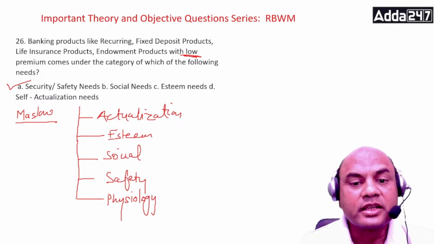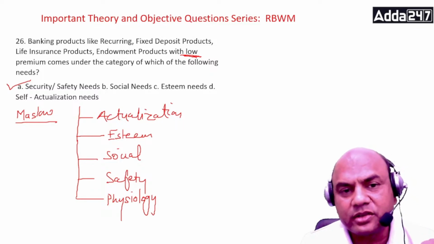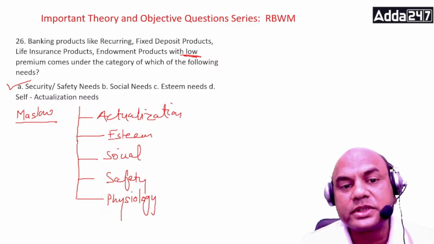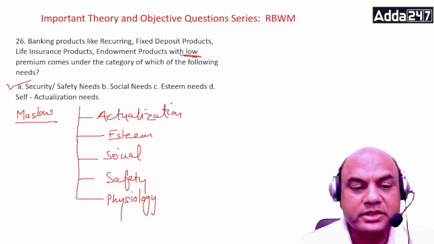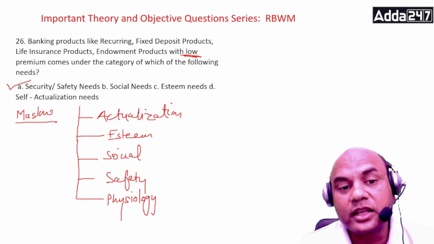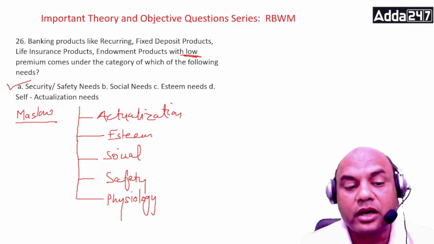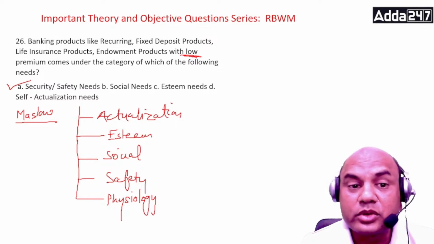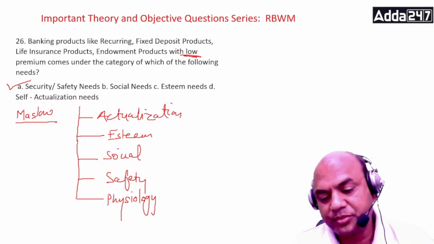So this is safety, security, low premium. See here, a safety person is just above the physiological. What is a physiological person? A person who is just having enough to run his daily life. Safety means that person at the level where he is just above this person. He is able to save something which this person is not able to. Okay. Next one.